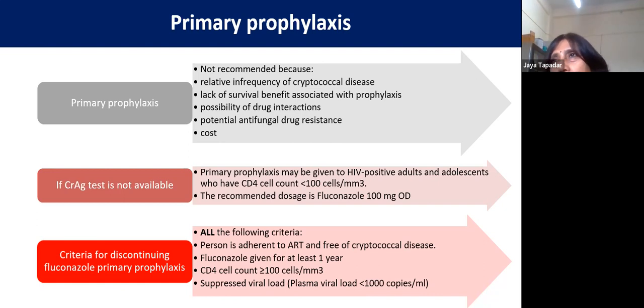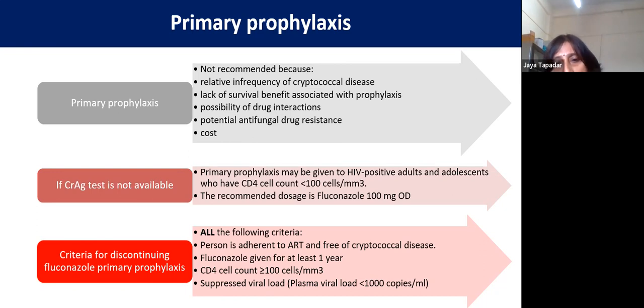This is 100 OD. Secondary prophylaxis is 200 milligram. And of course, treatment is very, very high. I'll come to that. Okay. Now, when do you stop this fluconazole? This is called primary prophylaxis, because the patient has not had the disease as yet.